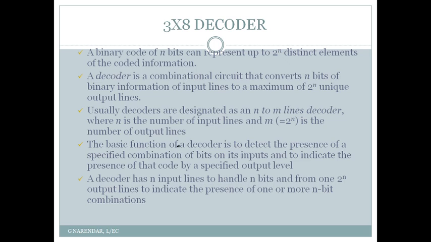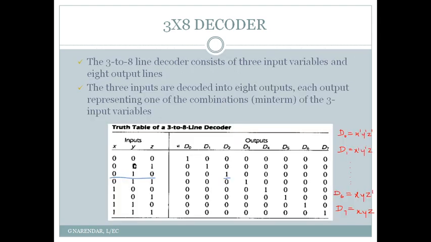So by that, our decoder may be called by the names n to m line decoders, where m represents 2 power n, and they are also called n by 2 power n decoders, where n represents the number of input lines or the number of bits present in the code applied at the input of the decoder, and 2 power n represents the number of distinct output lines.